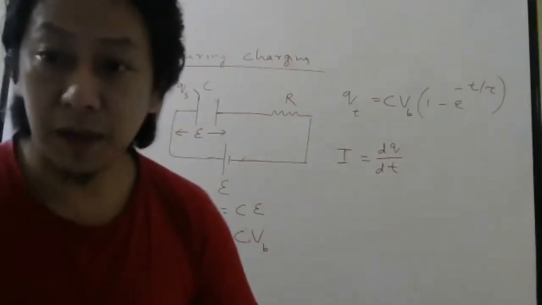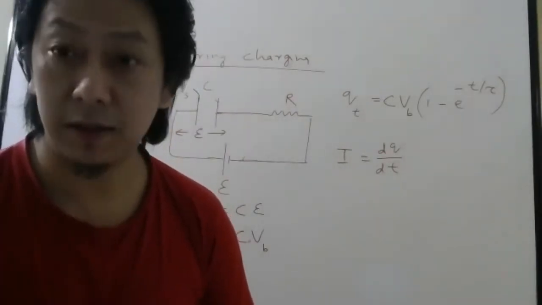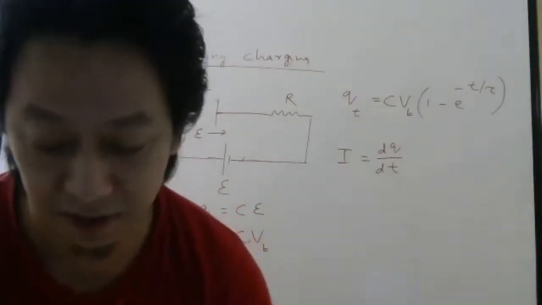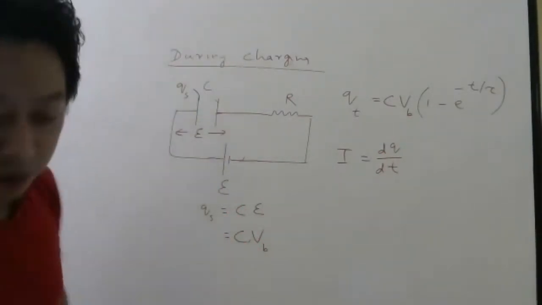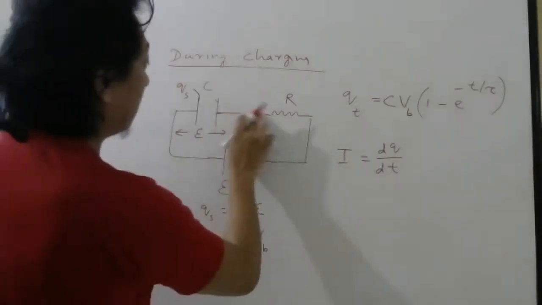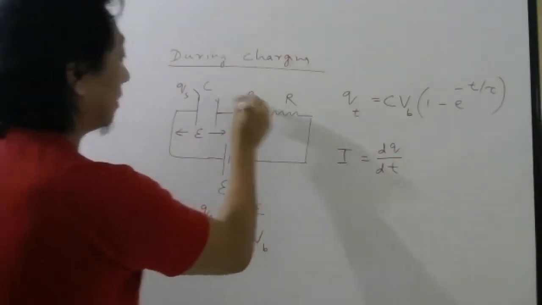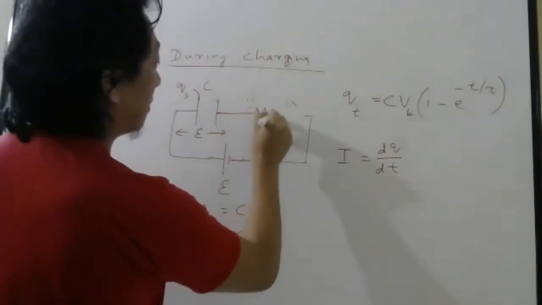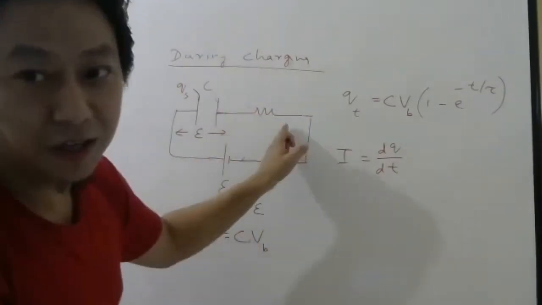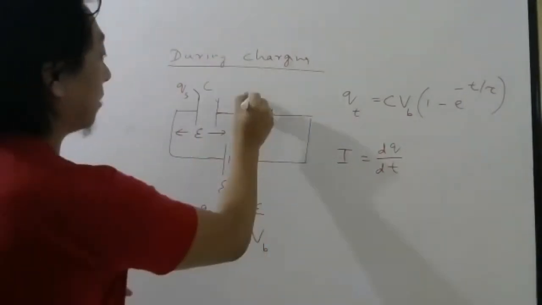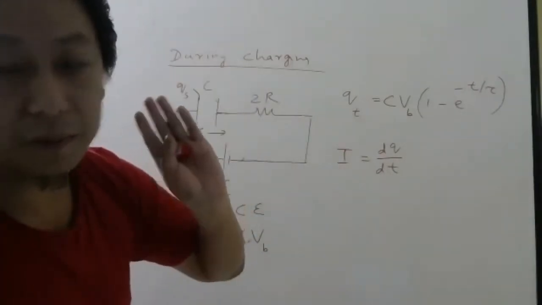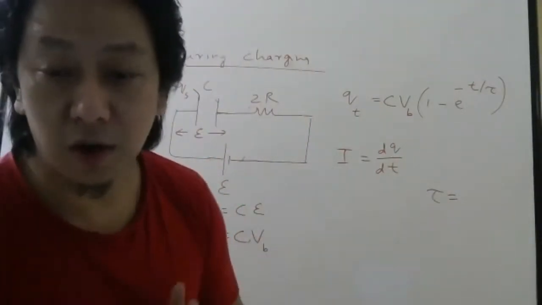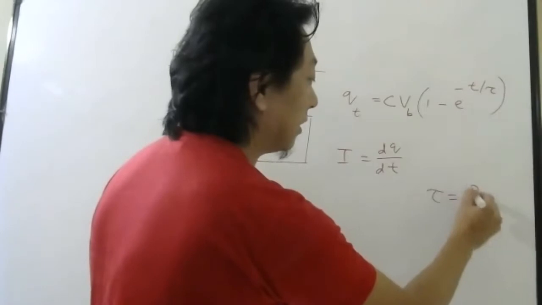The only thing that they may change is the circuit may have sometimes more than one capacitor. So if the circuit has more than one capacitor, for example, let me put one more capacitor like this. Then you know what to do. Replace these two by one resistance. If the circuit has two resistances, then you replace it by one resistance 2R like that, and then repeat the problem. Now, what is the formula for tau? The formula for tau, which is called the time constant, is equal to R into C.